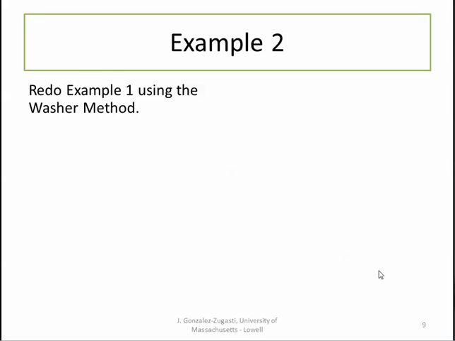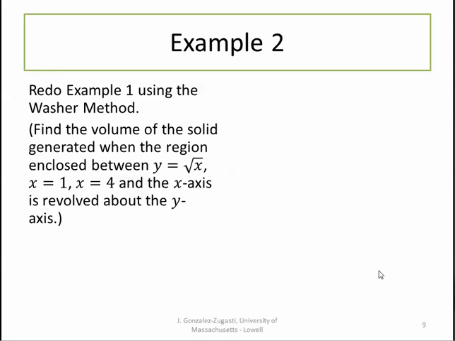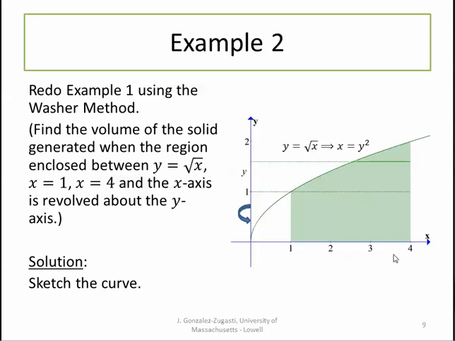All right, so what we were doing is we were trying to find the volume of the solid generated when the region enclosed between y equals the square root of x, x equals 1, x equals 4, and the x-axis is revolved around the y-axis. So here's a sketch of the curves. And this time, I want to use the washer method.